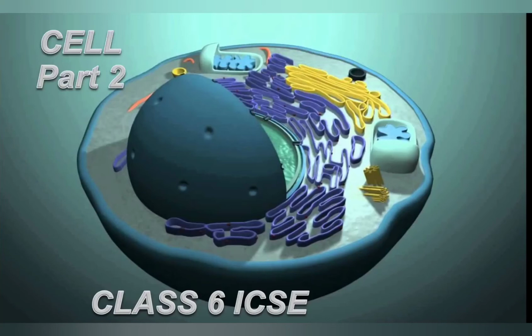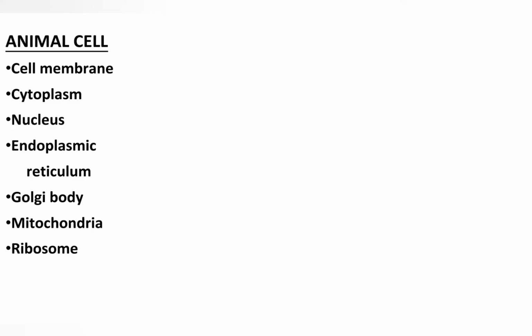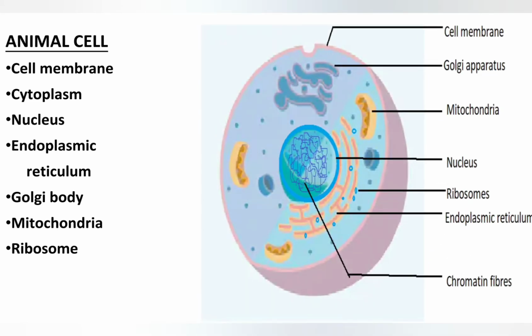Hello students, in this part we are going to learn about the parts of the animal cell and the plant cell. A typical animal cell consists of the cell membrane, which is the outermost covering of a cell. Then it has a cytoplasm, nucleus, endoplasmic reticulum, Golgi body, which is also referred to as Golgi apparatus, mitochondria and ribosome.